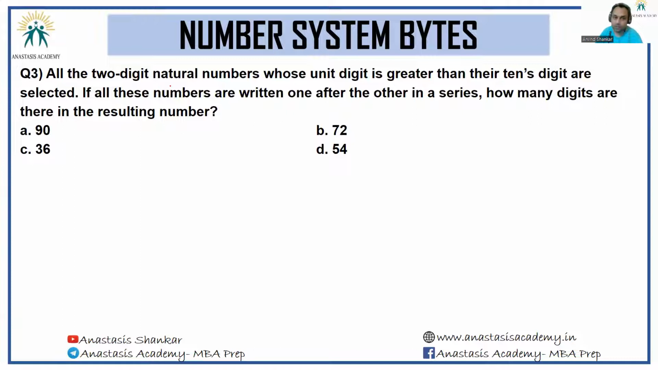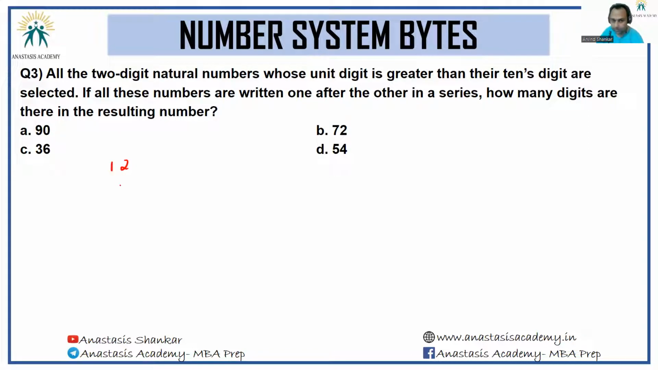Next, if all the 2-digit natural numbers whose unit digit is greater than the 10th digit are selected, if all these numbers are written one after the other in a series, how many digits are there in the resulting number? There are 2 ways to think here. One is this way. Let's say the unit digit was 2.